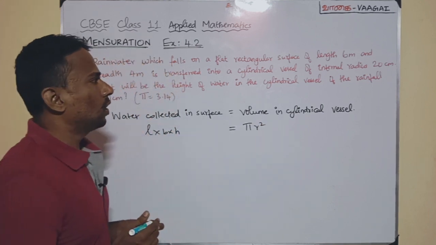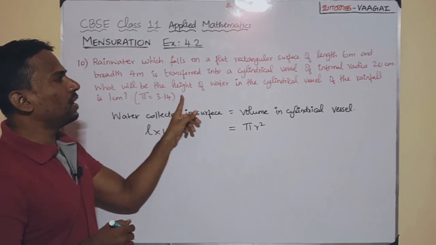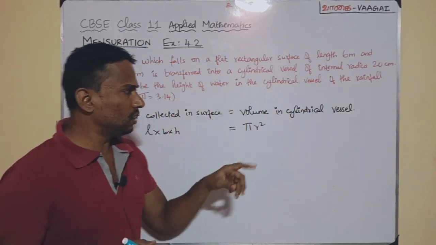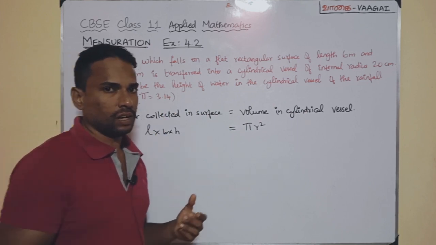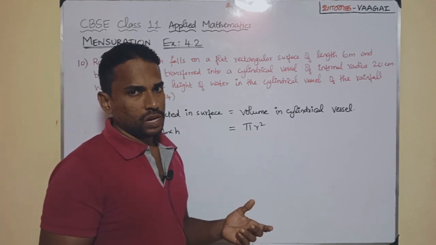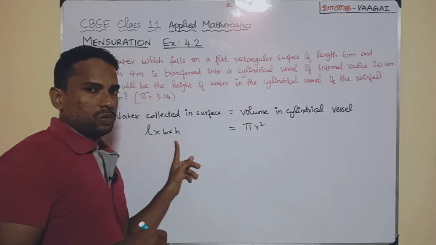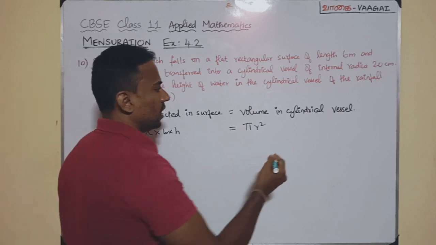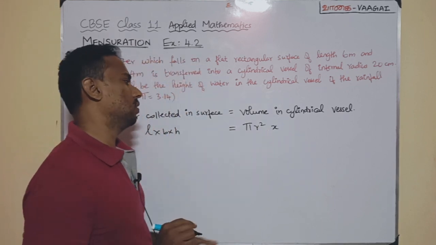Okay, yes. Now what is the question here? We need to find what will be the height of the water in the cylindrical vessel. We need to find the height of the cylinder only. So let me do something. I will take the height of the cylinder to be x, because I already used the notation h here. That's the reason I'm using x here. So this x is what we need to find now. Be clear with that.